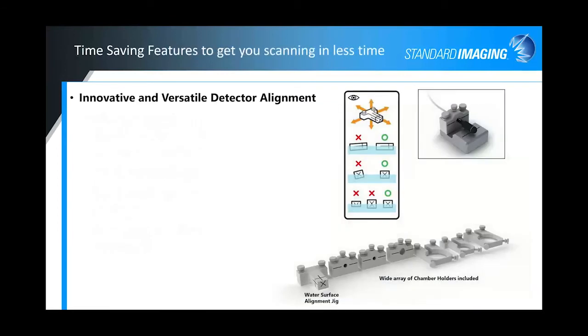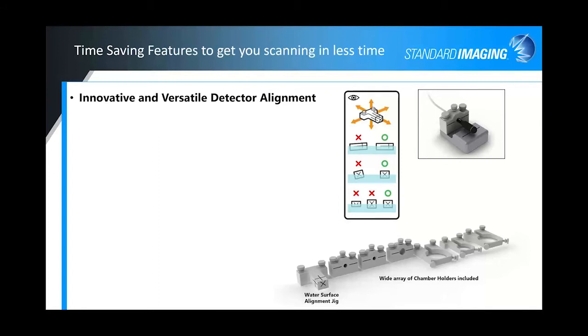And as I mentioned, we've got some time-saving features for setting the system up. We have a versatile detector alignment system, as you can see here in this image. Hopefully you can see my mouse, but the orange arrow is showing you the alignment jig there, and you can see it down at the bottom on the left of the array of chamber holders. It's a very simple system.